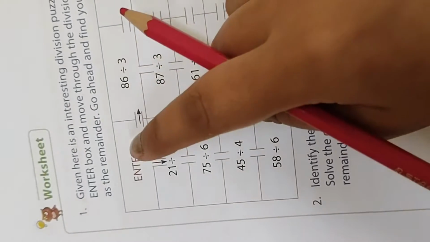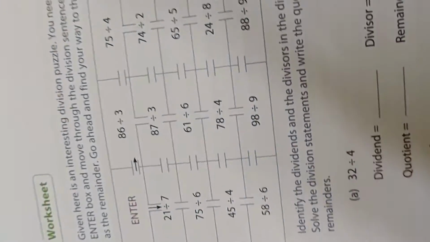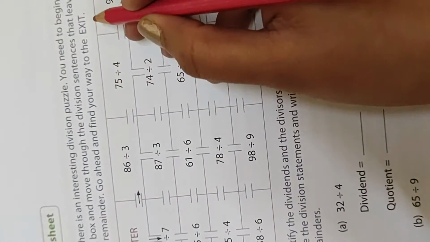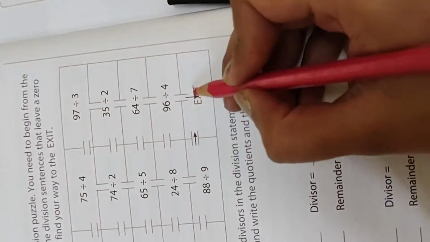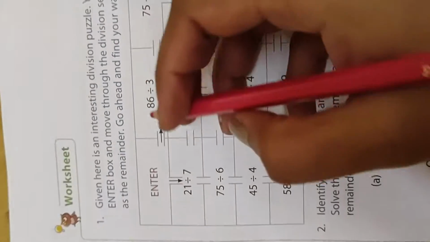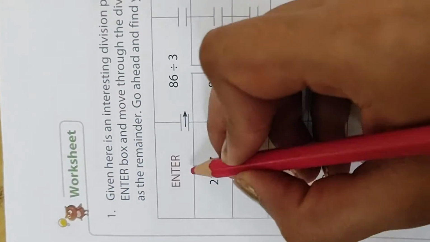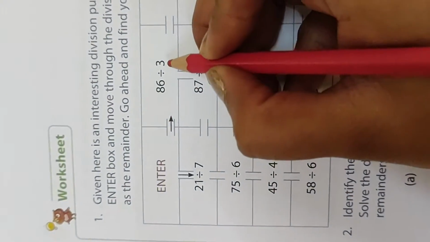So you have to solve these two sums, then only you can see which way you have to move. So that leaves a 0 as the remainder. Go ahead and find your way to the exit. So you have to reach here by solving these division sentences and then you can move to exit. Here for enter there are two ways, 21 divided by 7 or 86 divided by 3.